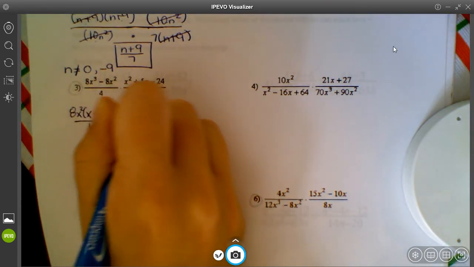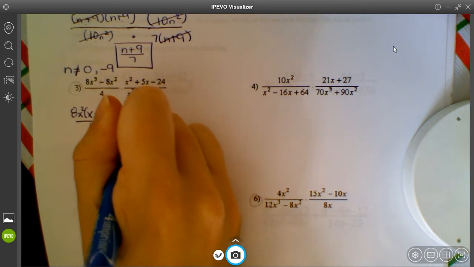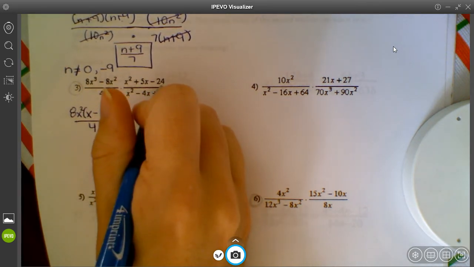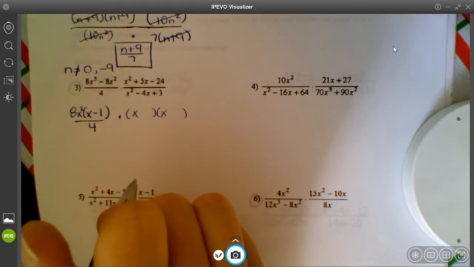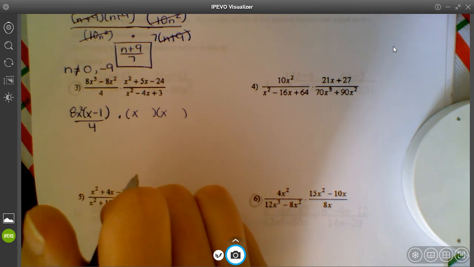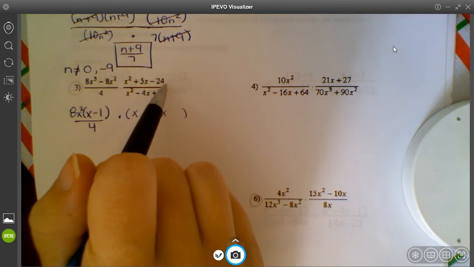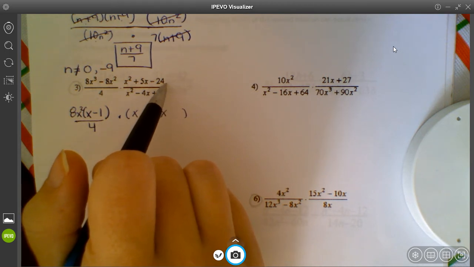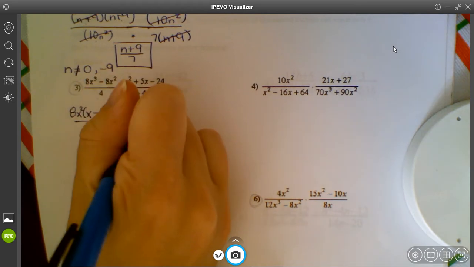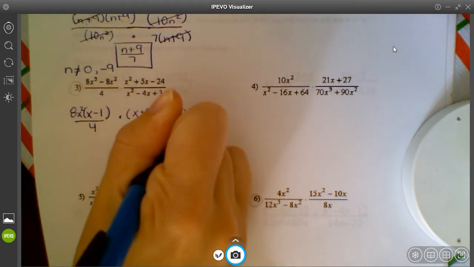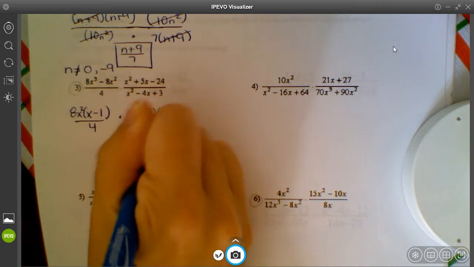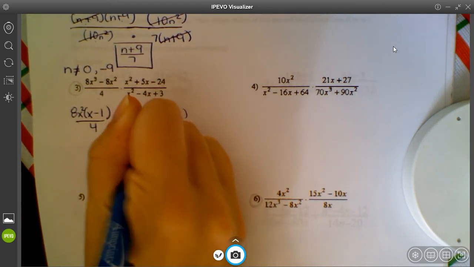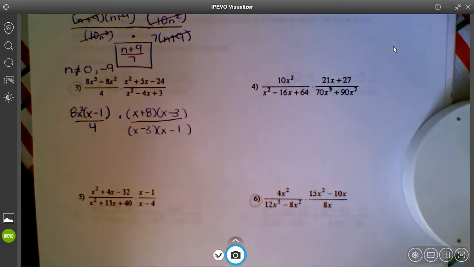Here I have an x squared plus 5x minus 24, so that's an x times an x, factors of -24 that give me 5. Negative, so there's 12 and 2, that's not going to work. 6 and 4, that's not going to work. 3 and 8, so positive 8 minus 3. And this bottom one can be factored as well. That's an x minus 3, x minus 1.